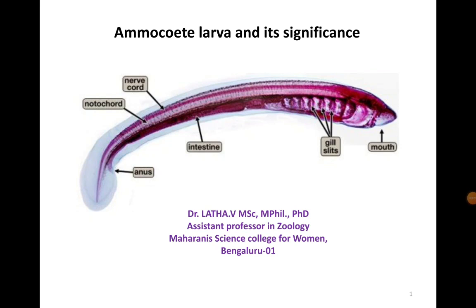Students, in this session we will learn about Ammocoete larva and its significance. Ammocoete is a larva of Petromyzon.